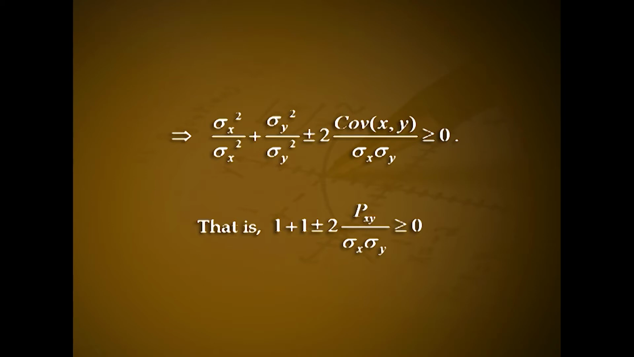That is 1 plus 1 plus or minus 2 times Pxy divided by sigma x sigma y greater than or equal to 0. This implies 2 plus or minus 2 times Rxy greater than or equal to 0. That is 1 plus or minus Rxy greater than or equal to 0. This gives 1 plus Rxy greater than or equal to 0 or 1 minus Rxy greater than or equal to 0. That is Rxy greater than or equal to minus 1 or Rxy less than or equal to 1. That is minus 1 less than or equal to Rxy less than or equal to plus 1.